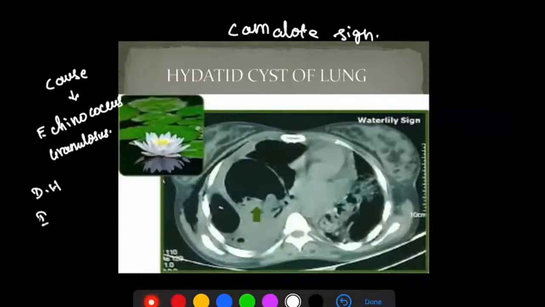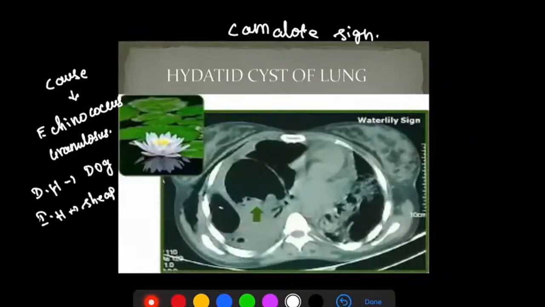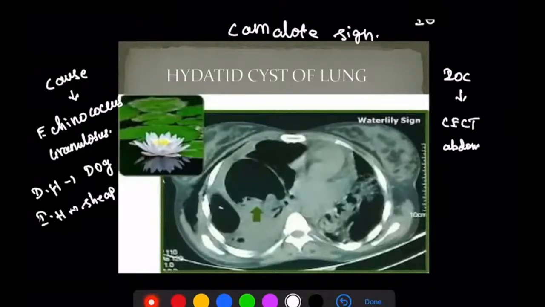What is the definitive host? What is the intermediate host? The definitive host is dog and the intermediate host is sheep. They have asked this type of question in microbiology, parasitology. The investigation of choice for hydatid cyst is CT abdomen, and the treatment is with albendazole. This is hydatid cyst.